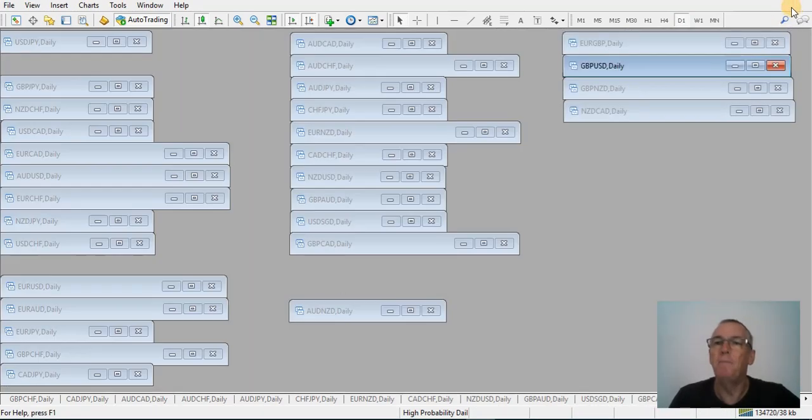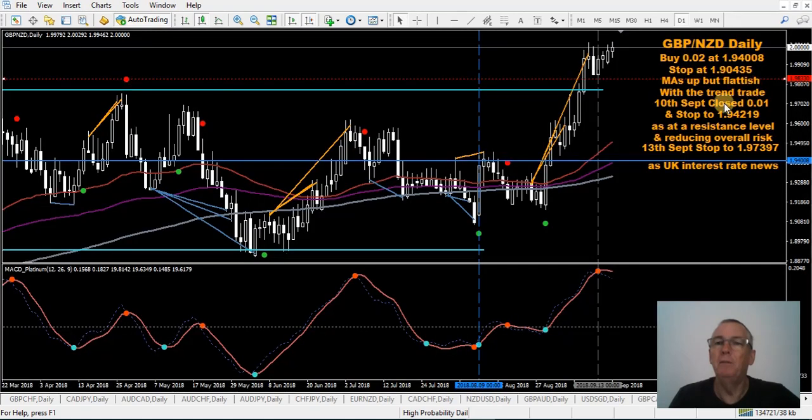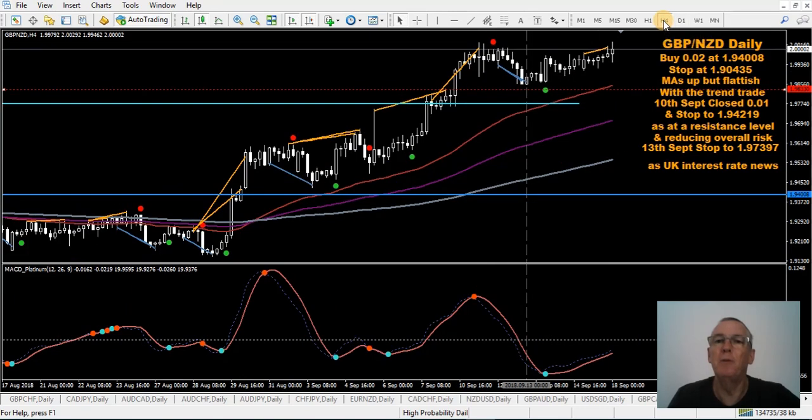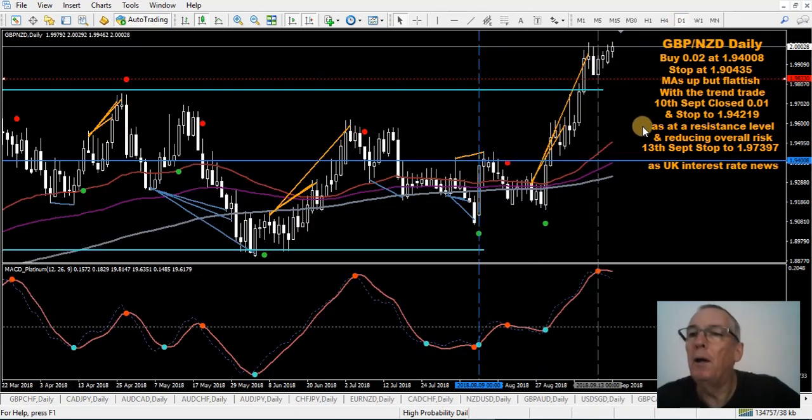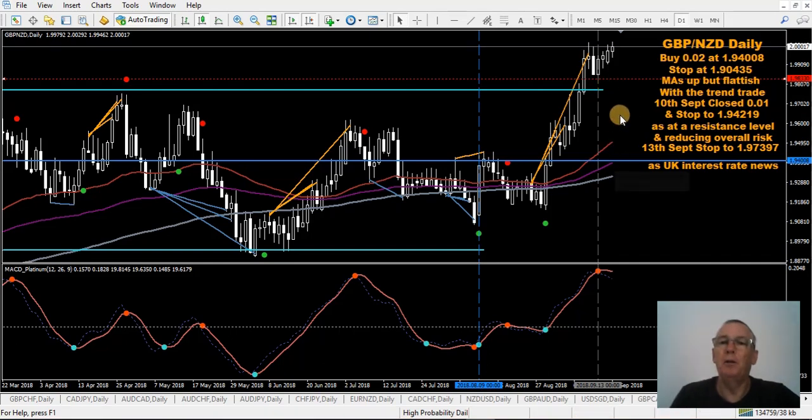Move the stop up. Pound New Zealand, pretty much the same thing, in a buy back here, and all I've done this morning is move my stop up a bit tighter to the price, which you can see in here. If I just drop down on the 4-hour, you can see it's underneath these pullbacks here, and that is at 1.98330, so locking in profit there on the pound New Zealand.